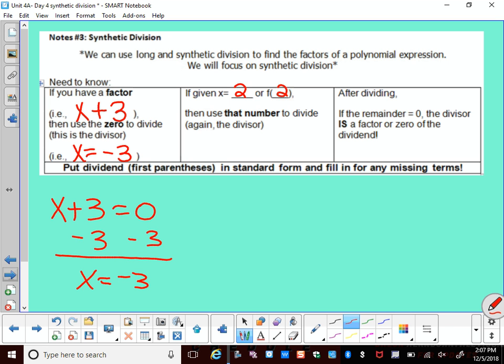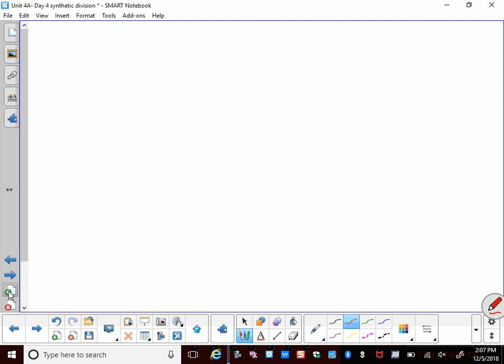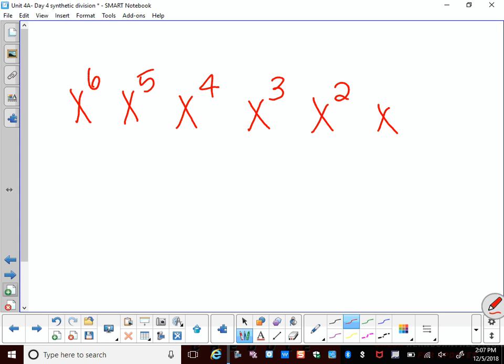Let's talk about something really quickly. Eric, give me a number. 6. Alright, so let's say we have x to the power of 6. Standard form means that it has to go in order from the highest to lowest power, right? What's right below x to the 6th? x to the 5th, and then 4th, 3rd, 2nd, and then we end with a number. Our constant is what we end with.